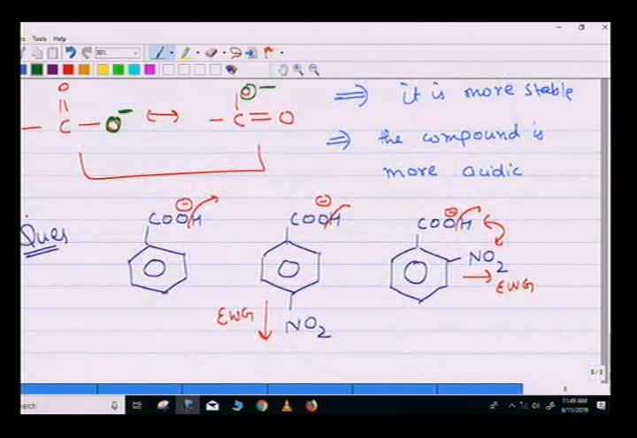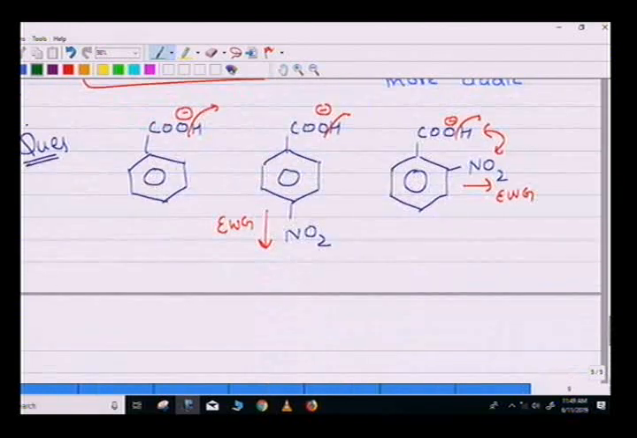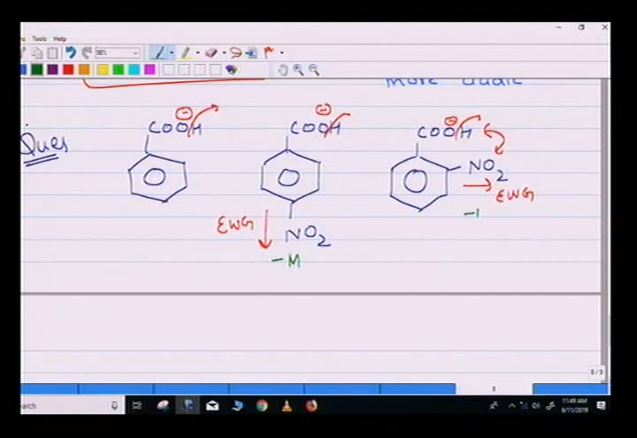If both are electron withdrawing groups and both of the NO2s have the minus M, then minus M does not depend on the distance. So minus M will be the same in the second and the third question. If you have the same minus M, then you will check for the inductive effect. This will have the minus I, this will also have the minus I. And this will have the minus I more because of the distance. It is closer to the carboxylate.